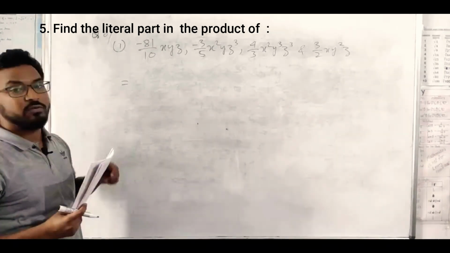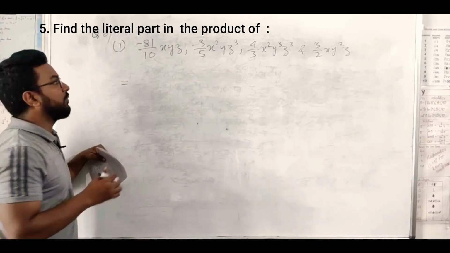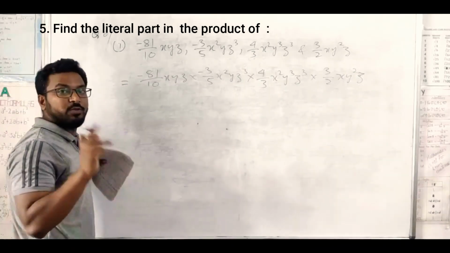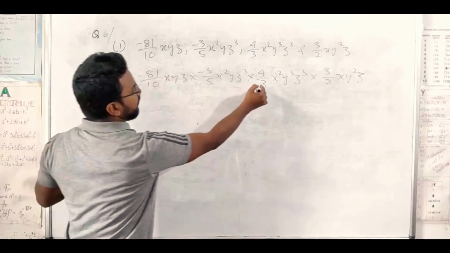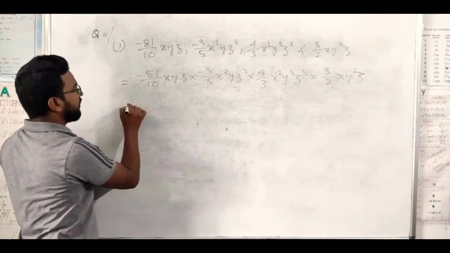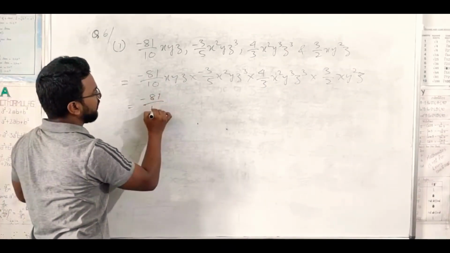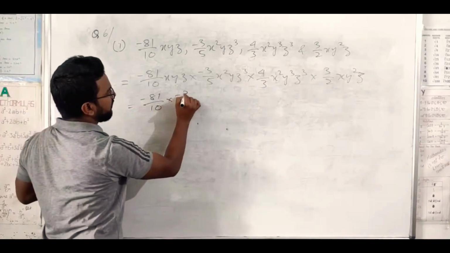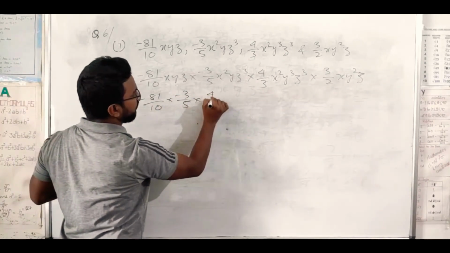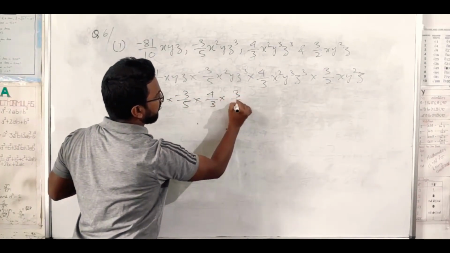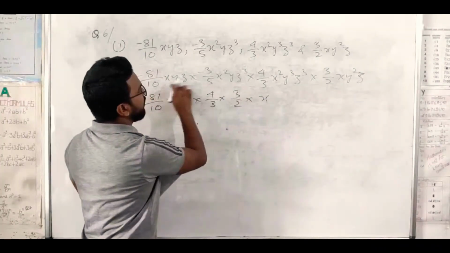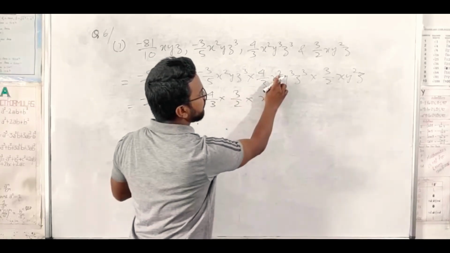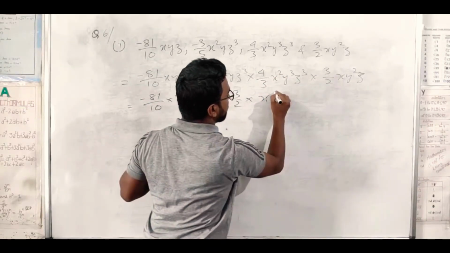Here our next question is: find the literal part in the product. So these are the terms you have to multiply and find the literal part. First we will see whether we can cancel the numerical part. Let me bring all together: 81 by 10 into minus 3 by 5 into 4 by 3 into 3 by 2 into, how many x are here? 1 plus 2, 3, 3 plus 2, 5, 5 plus 1, 6.